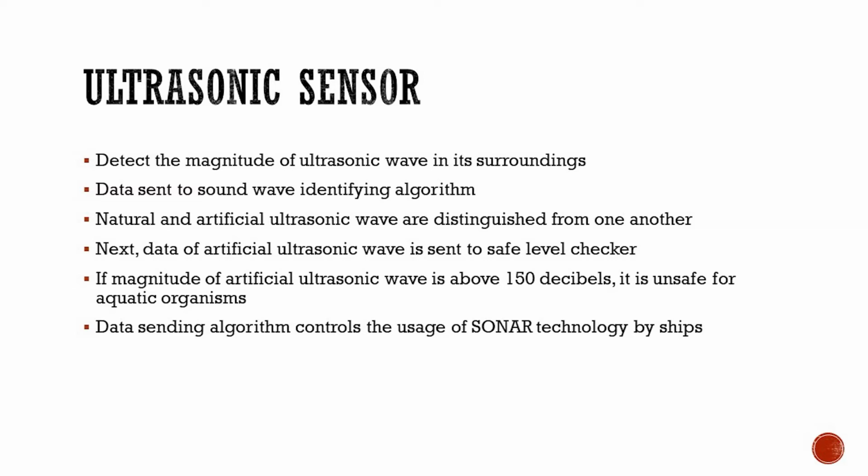These data are then sent to the safe level checker to check if the magnitude of artificial ultrasonic wave is safe for aquatic organisms. If the magnitude of ultrasonic wave is above 150 decibels, it is considered unsafe and the data sending algorithm is used to control the usage of sonar technology by ships by using the data processed by the sonar usage priority sorting algorithm. The data sending algorithm transmits its data to ships using radio signals transmitted by the AUSOPOR antenna by triggering the surfacing algorithm to surface.